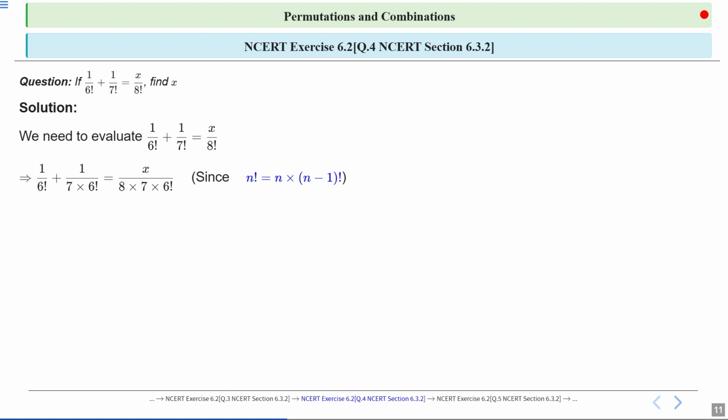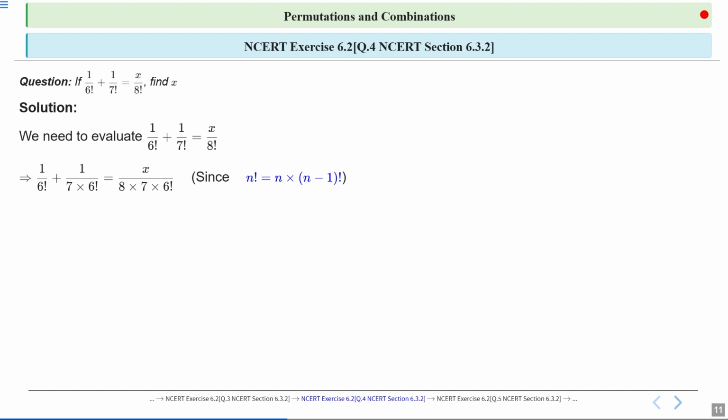So here we can use the formula n factorial is equal to n times n minus 1 factorial. So 1 by 6 factorial plus 1 by 7 into 6 factorial is equal to x upon 8 into 7 into 6 factorial, since 1 by 7 factorial can be written as 1 by 7 into 6 factorial.